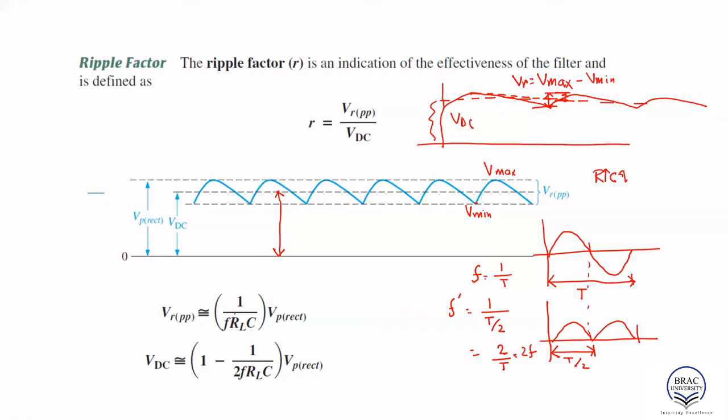In case it is a full wave rectifier, we already learned that VR is equal to Vp over 2 F C R. Vp is the peak output voltage, and VDC is Vp times (1 minus 1 over 2 F RL C). Okay, so this is the ripple voltage.